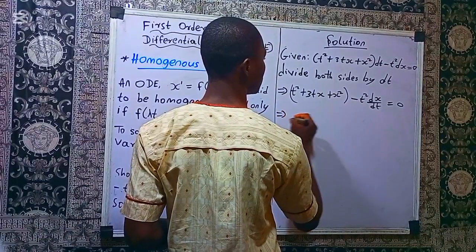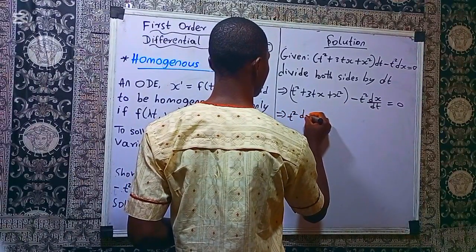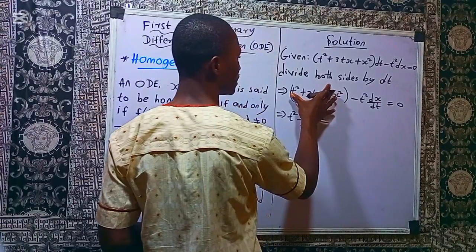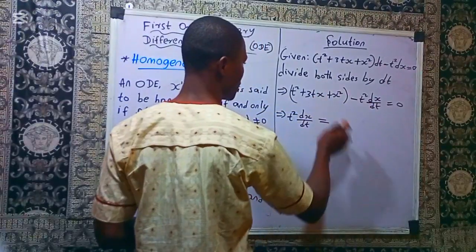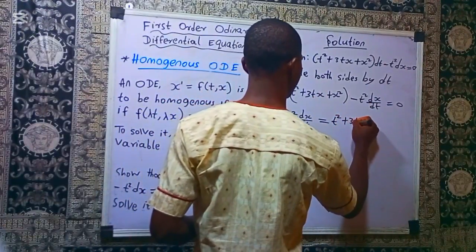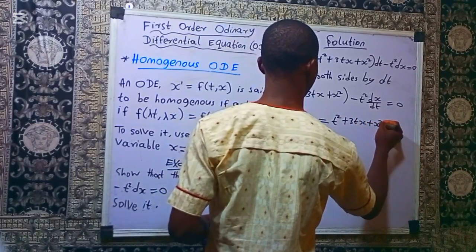This implies, so I move this to the other side, I have t squared dx dt equals, then this one will remain here because I move this to the right. This one will remain here. So I have t squared plus 3tx plus x squared.